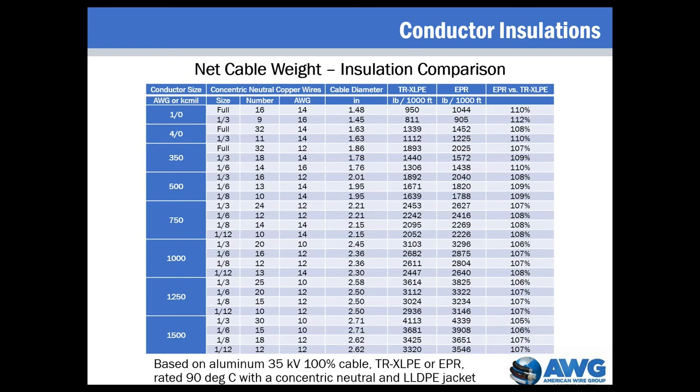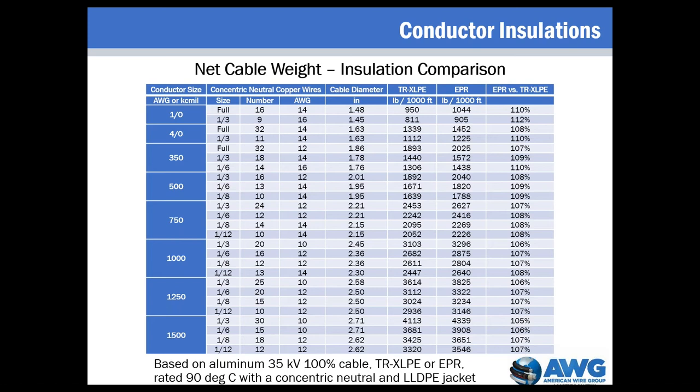Here we see a comparison of the net cable weight for TRXLPE insulated cables versus EPR insulated cables. The overall cable weight with EPR insulation is anywhere from 6 to 12% heavier than the same cable with TRXLPE insulation. This may not seem like much.